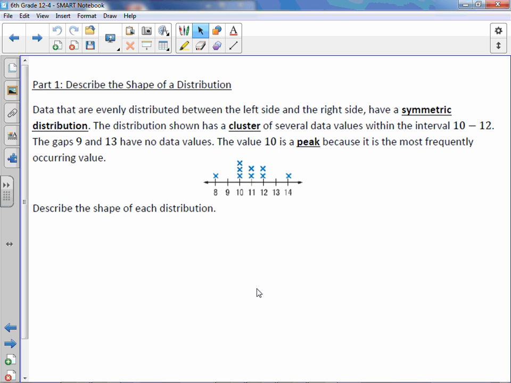The distribution shown has a cluster of several data values within the interval 10 to 12. So here, between 10 and 12, most of the data is clustered. The gaps, 9 and 13, have no data values. So there's a gap between 8 and 10, and a gap between 12 and 14. The value 10 is a peak because it is the most frequently occurring value.